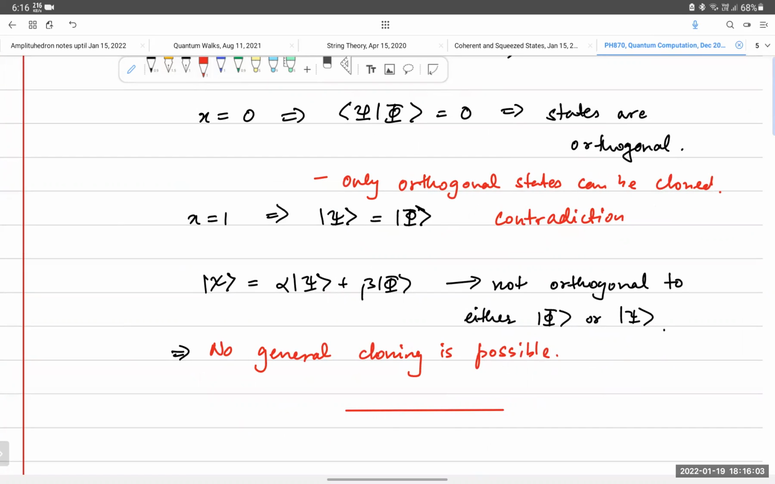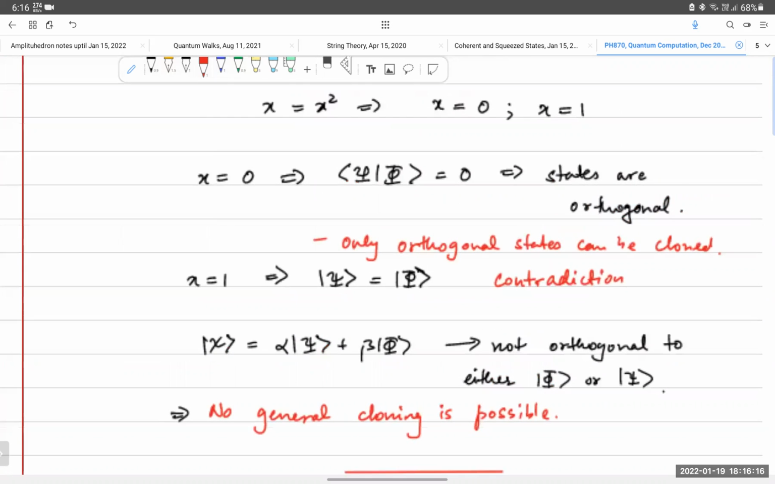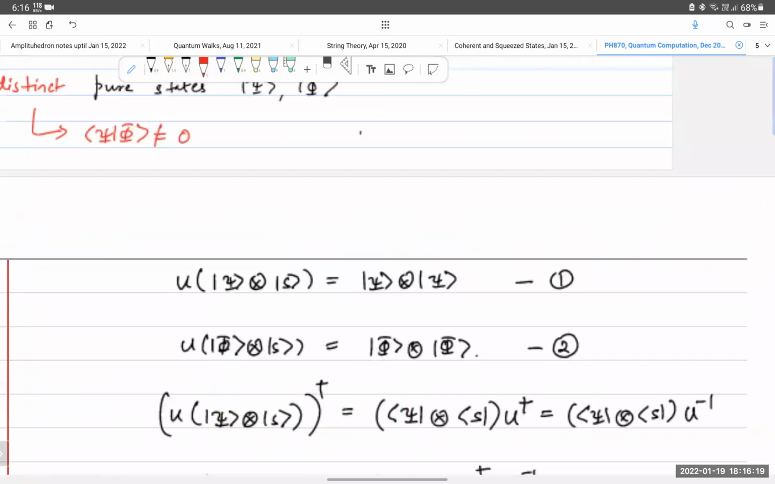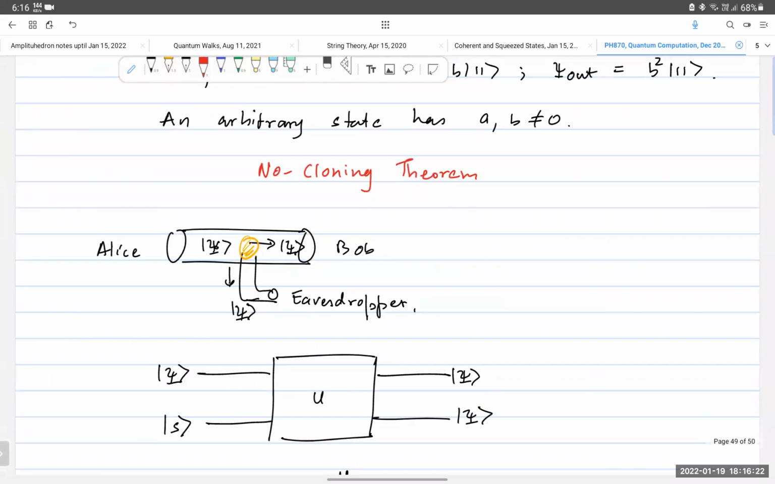Okay. Your point is valid, that this does not say that some particular states might not be cloneable. But the whole point is that if you come back to this eavesdropping picture again, the eavesdropper doesn't know what that state psi is. The whole point of this person listening in to some communication is that they don't know what is being said between the two parties.